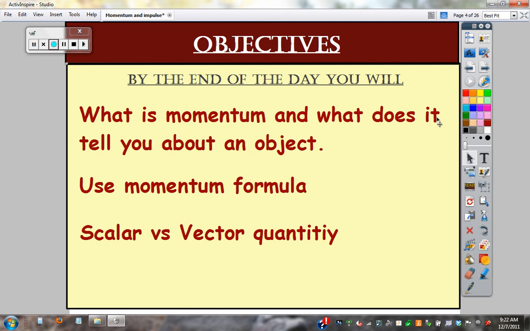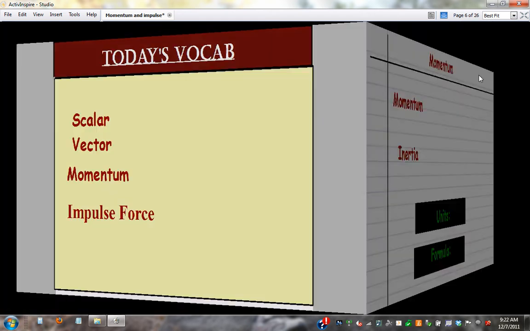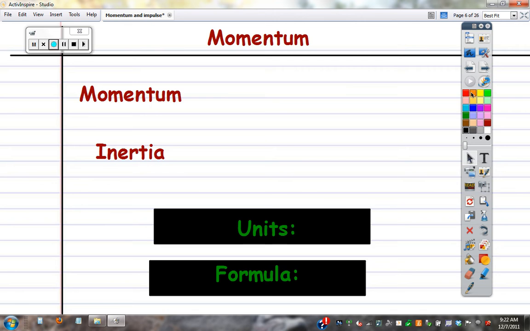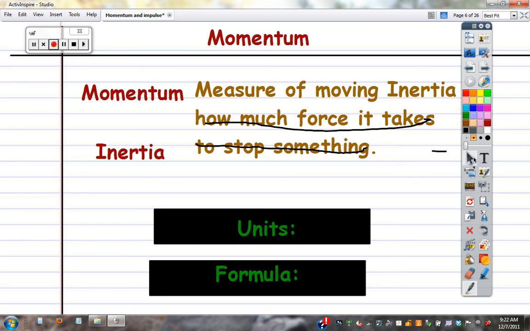So what does momentum tell you about an object? And you can use the momentum formula. If you're taking these notes for the first time, they should be on 20 or 19. But the definition for momentum is a measure of moving inertia. How much force does it take to stop something? But here's the best part. Moving inertia. Because let's look at our formula.